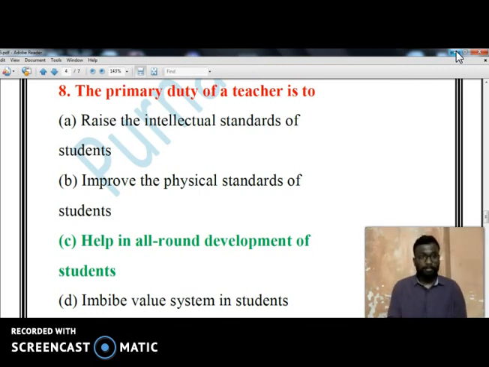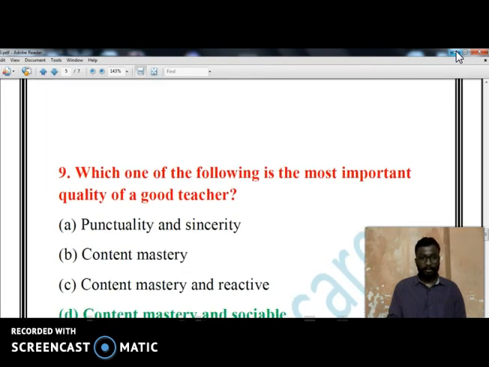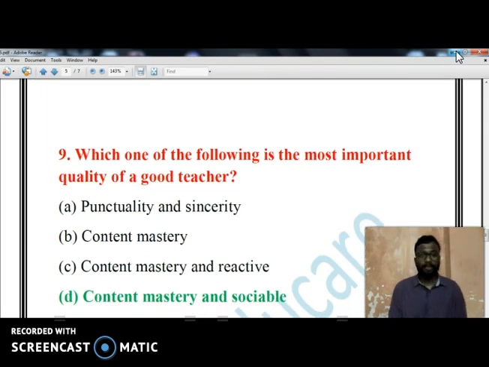Yes. Next, we have the next question. Which one of the following is the most important quality of a good teacher? So option A, punctuality and sincerity. Okay. Content mastery and reactive. It's not really required, the reactive. Instead of reaction, response is really required. Respond instead of reactive, right? Reactive is not the characteristic of an important quality of a good teacher.